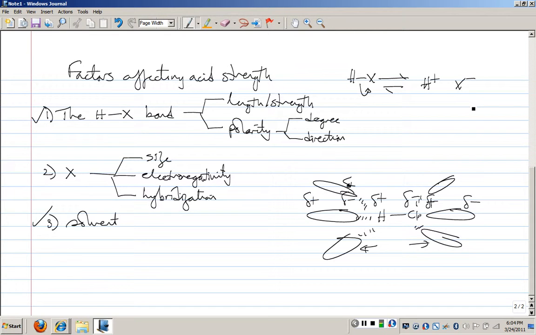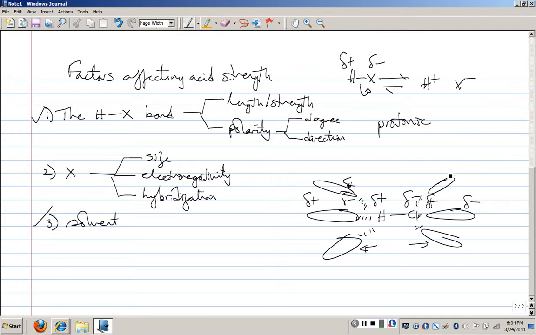We saw that what we really want is for the bond to be polarized in such a fashion that the H has a delta plus charge on it, which of course means that X will be delta minus. And what I really therefore want is for the H to be more protonic. So I want my H to look protonic, have a significant positive charge.